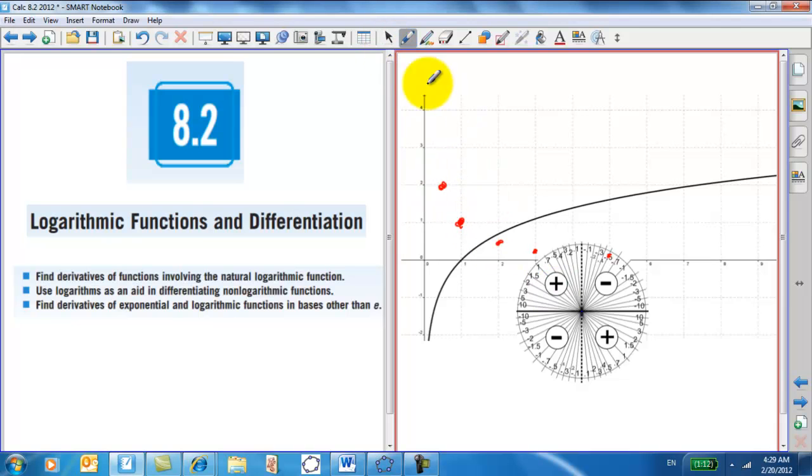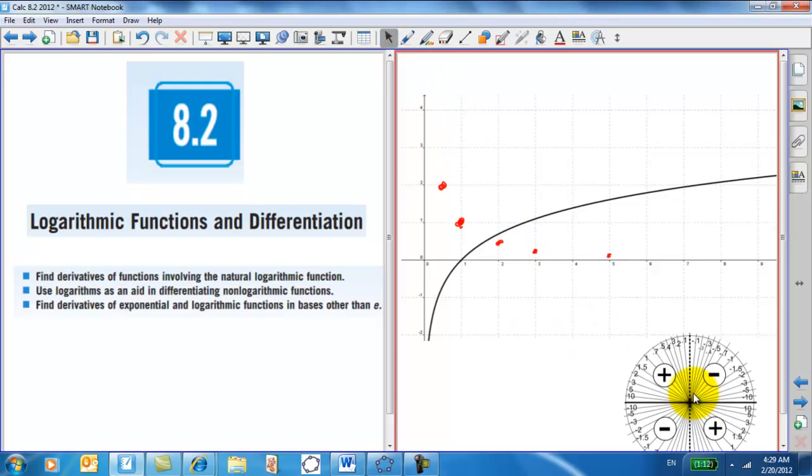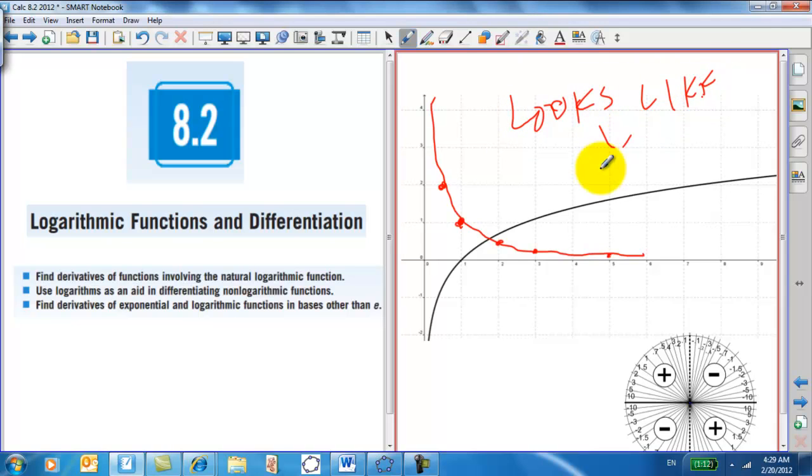And we get something that looks like this. As we said, since it's concave down, it's decreasing. Since the function is increasing the whole time, the derivative is positive. And that vertical asymptote is repeated. And it looks like 1 over x. Looks like the derivative is 1 over x.